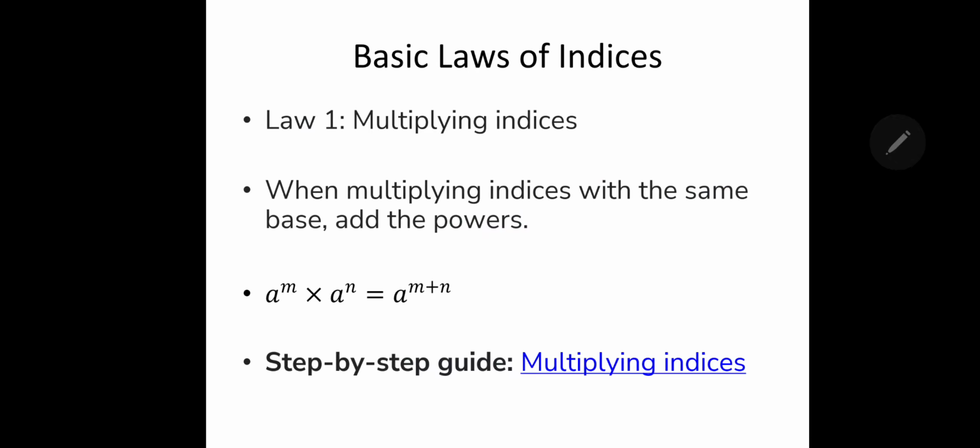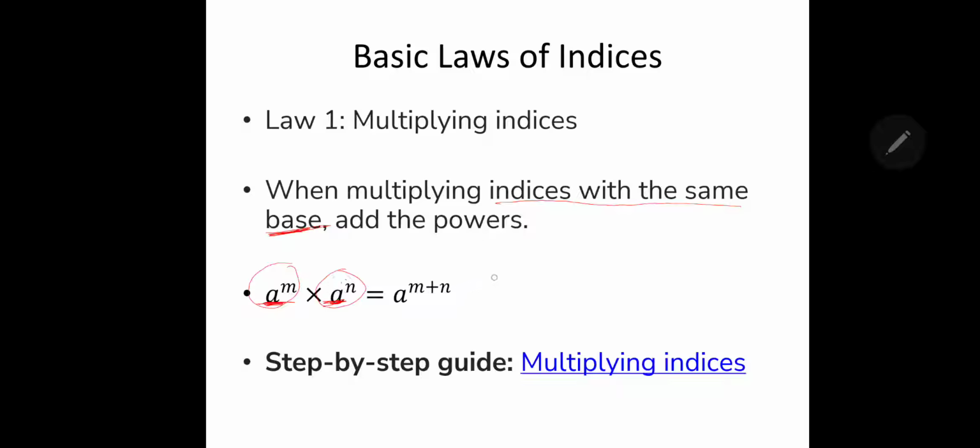So the first law says when two same bases are multiplying, you add their index. So look at here. When multiplying indices with the same base, add the powers. When two same bases are multiplying, you add their index, right?